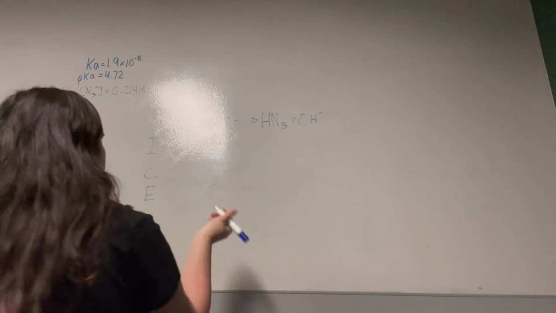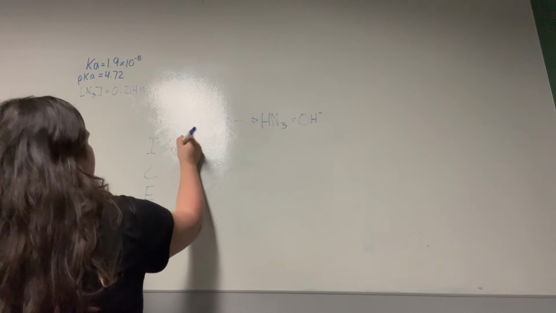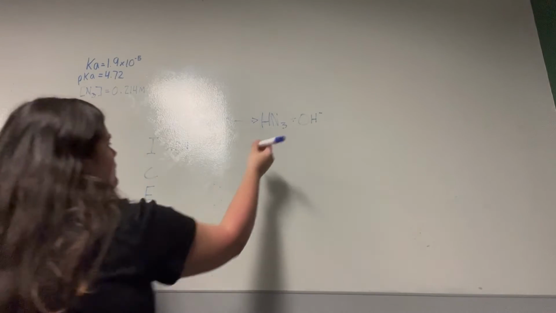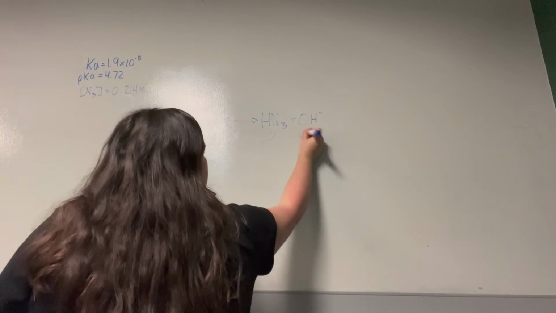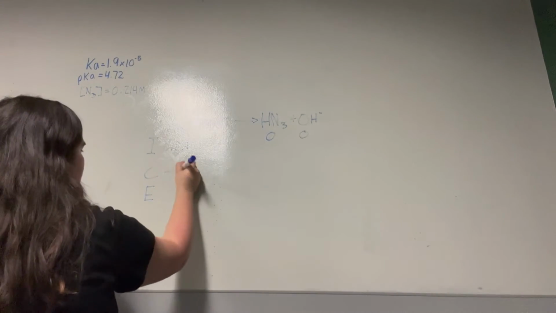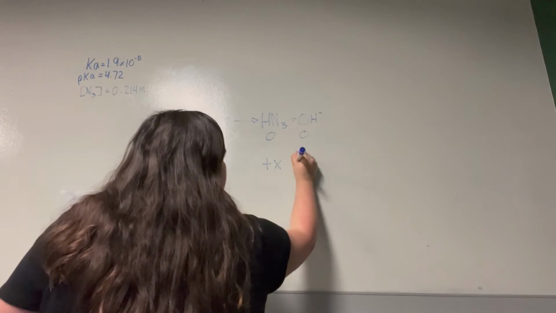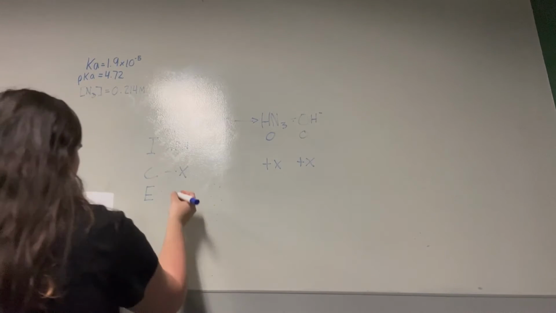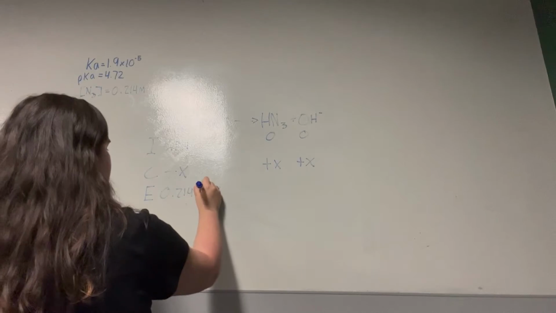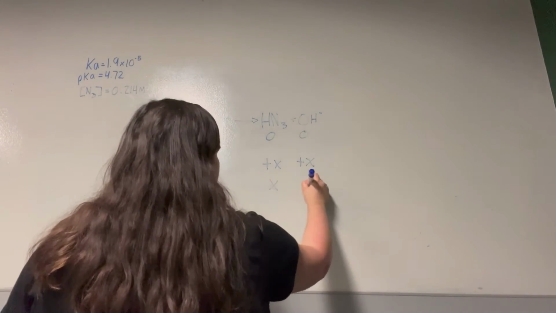In the initial molarity, we have the 0.214 and 0 for each of these. And water is excluded because it's a liquid. And because this is a reactant, you would have minus X. And these are products, so you have plus X for both. So it would be 0.214 minus X for the molarity of N3. And it would be X for both HN3 and OH.